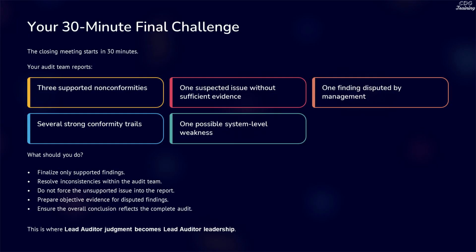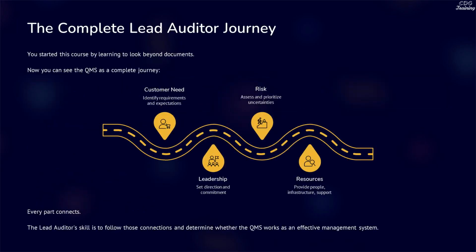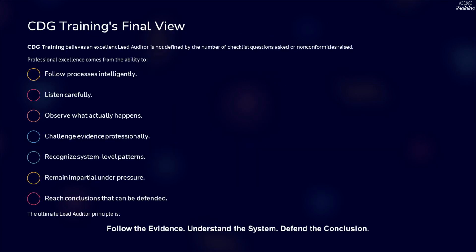In the final challenge, resolve inconsistencies and ensure the audit report reflects a complete and accurate picture of the findings. The lead auditor journey involves understanding the entire QMS, from customer needs to risk management and resource allocation. CDG training emphasizes the importance of following evidence, understanding systems, and defending conclusions with integrity.